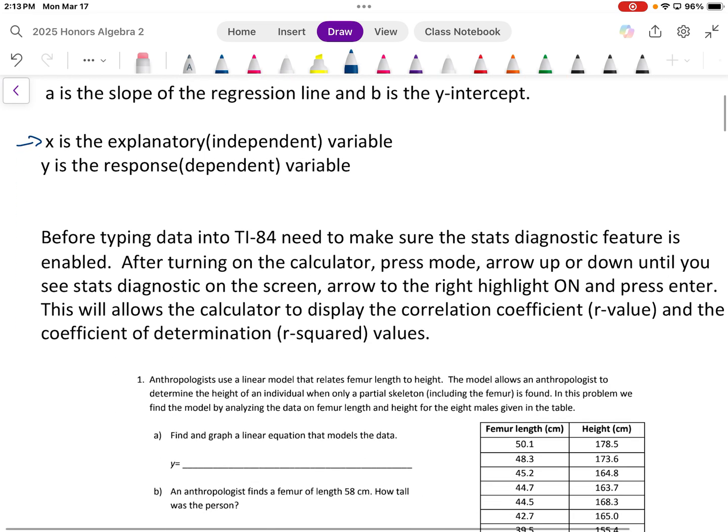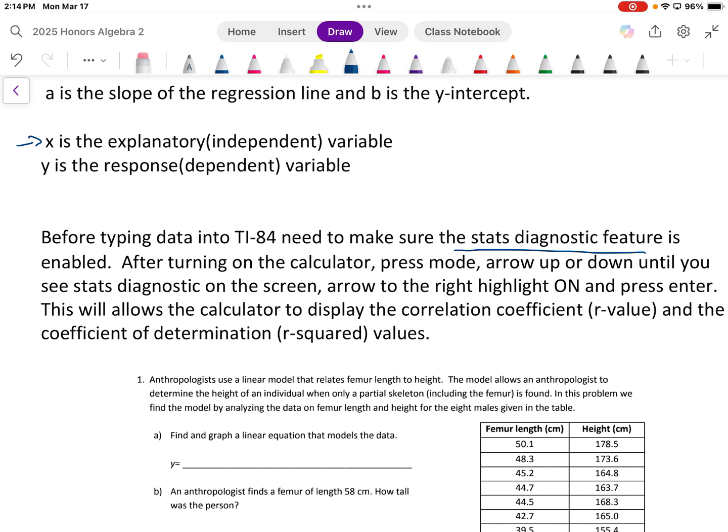So as a little reminder, I had you guys go into this, turn on the stat diagnostic feature. That's what I had you guys do right there. I had you turn that feature on. Otherwise, what happens is if you don't do that, that R value, that correlation coefficient I'm going to talk about here in a minute, won't be on the screen. The slope and the y-intercept will be there, but your correlation coefficient won't be there. So that's why we need to make sure that we turn on the stat diagnostic.